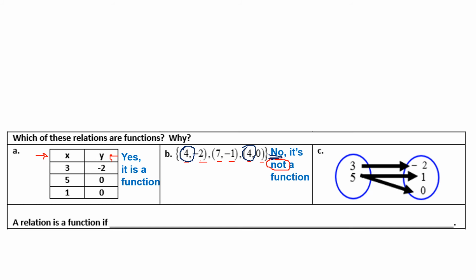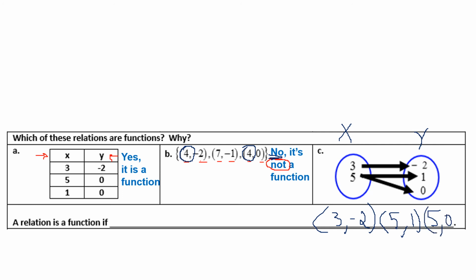All right, let's take a look at our third example. We have a mapping. These are x values over here, and these are y values. So let's put together some coordinates. The 3 goes to -2, so that's 3, -2. And the 5 goes to 1, so that's 5, 1. And wait a minute, there's an arrow going to something else. What does that mean? Oh, 5 is also going to 0.